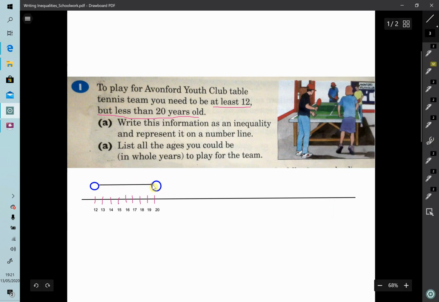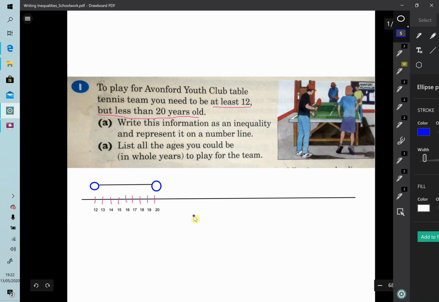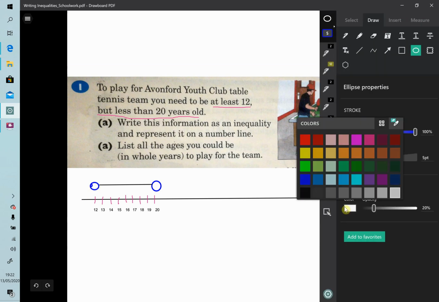Now, one thing I need to decide is whether or not I need to fill in the circle. So, at least 12. If an individual needs to be at least 12, if they are 12, can they play? And the answer is yes. At least 12 means that if they're 12, then they can play. So that means if 12 is included, then I need to fill it up. And I'm going to fill it up.